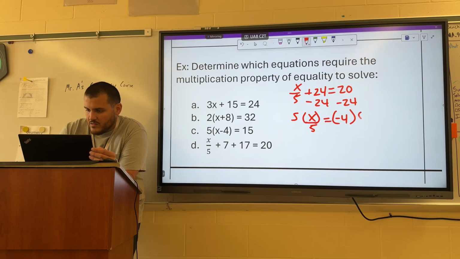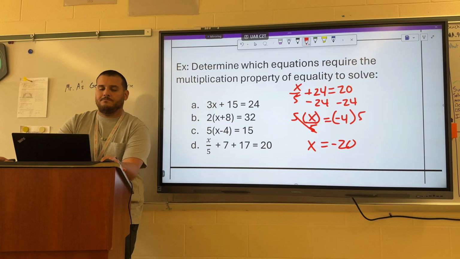It should be this in parentheses. Multiplying both sides by 5. The 5's cancel on the left, leaving us with x equals negative 20.